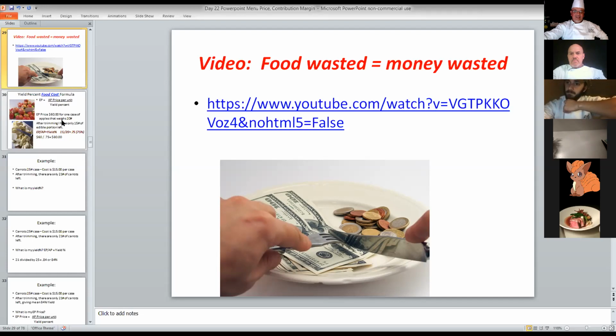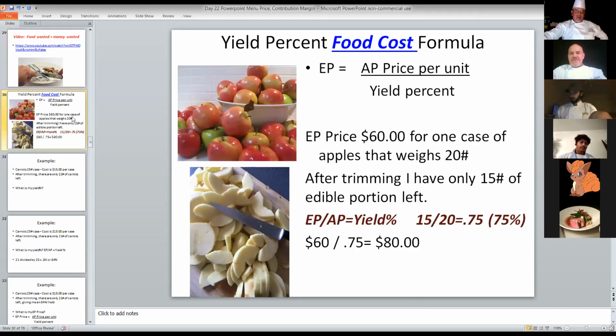So I nicknamed my spatula the $1 million spatula. So I use it to scrape every little bit I can. That's pretty good. I like that. That's money, yeah. Money. So anyways, go back to the yield percentage again.